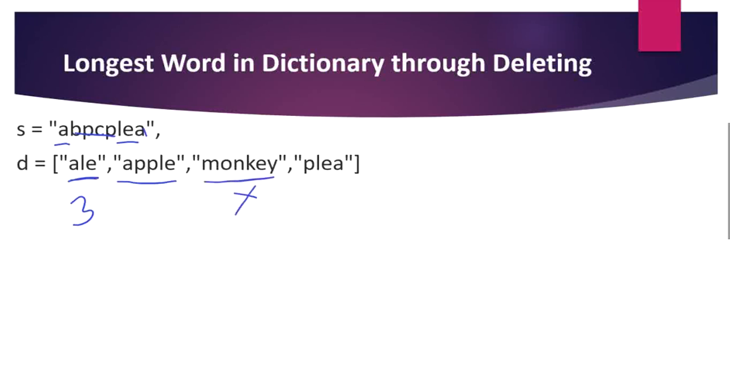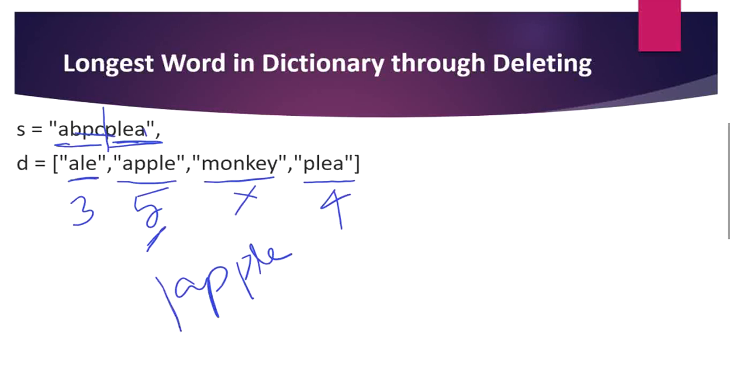Monkey cannot be formed because the characters don't match in string s, so we cannot form monkey. And finally, PLEA, you can form PLEA from the given string by deleting the other characters, and it is of size 4. And the other word we formed is apple, that is size 5. So now from our dictionary, we can form three words from the given string s, and which is the maximum size or which is the longest? Apple is the longest, so we have to return apple as our output. So this is what the problem statement says.